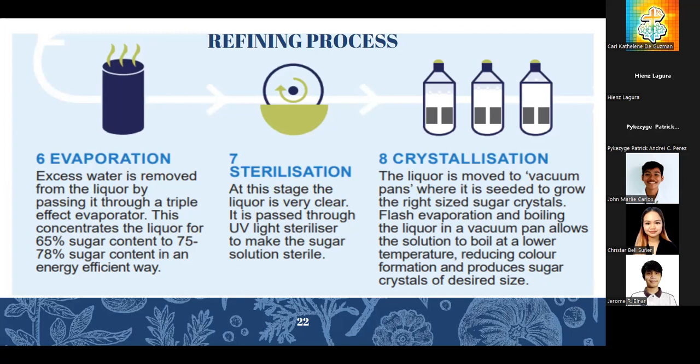Seventh process is sterilization. At this stage, the liquor is very clear. It is passed through a UV light sterilizer to make the sugar solution sterile. Eighth is crystallization. The liquor is moved to vacuum pans where it is seeded to grow the right size sugar crystals. Flash evaporation and boiling the liquor in a vacuum pan allows the solution to boil at a lower temperature, reducing color formation and producing sugar crystals of desired size.